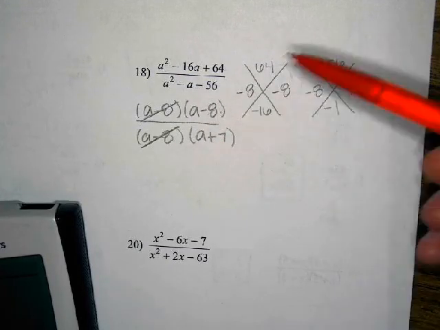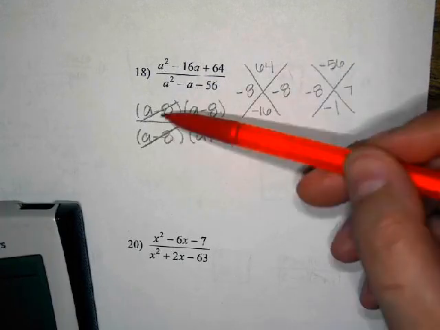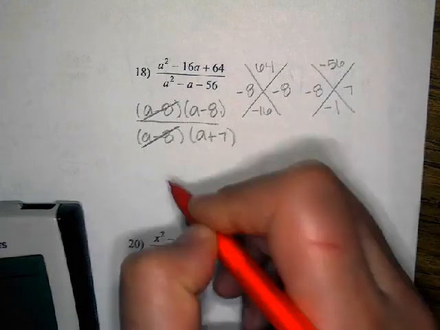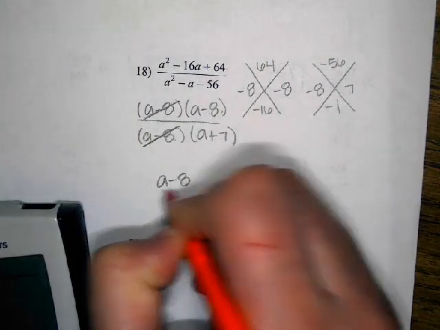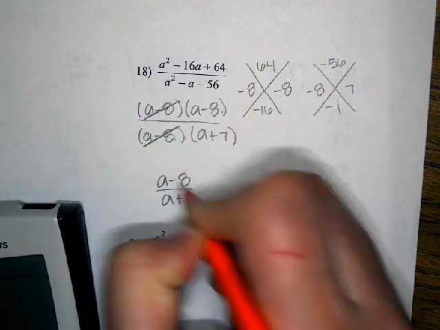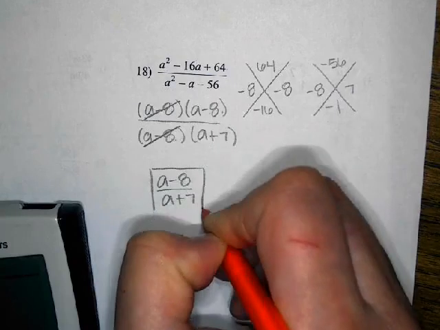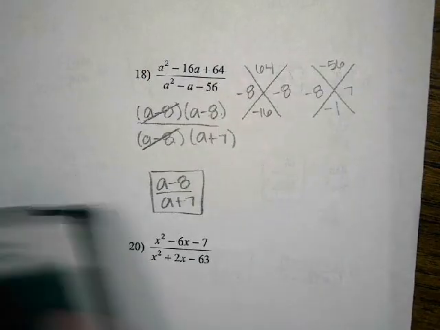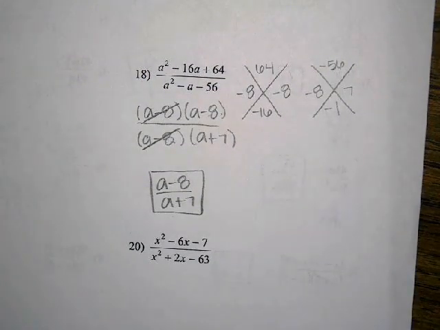Okay, so our final answer is a minus 8, a minus 8 on the top, a plus 7 on the bottom, and we're done. Which one? Is there another one we want to do? You guys feel like you could do all those?